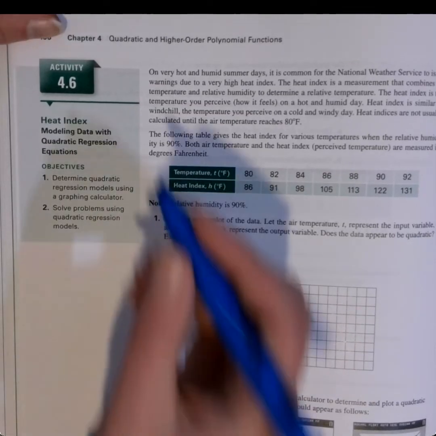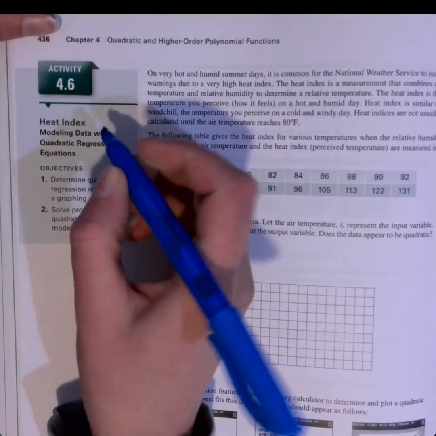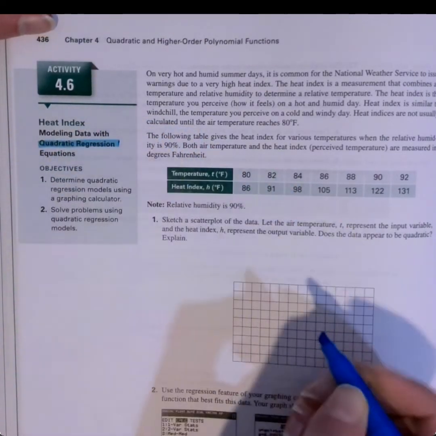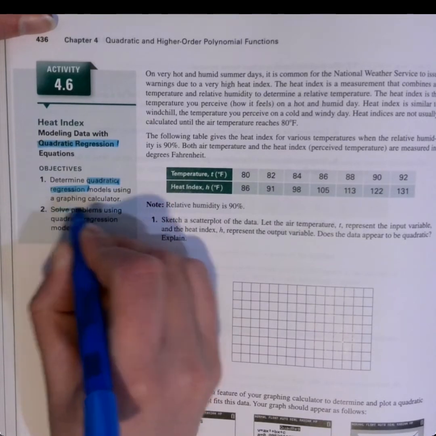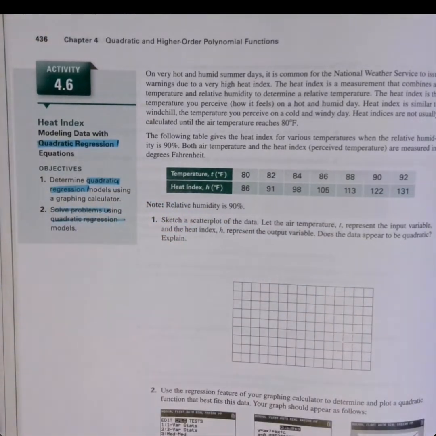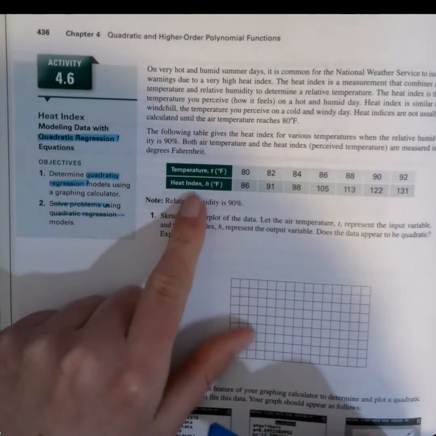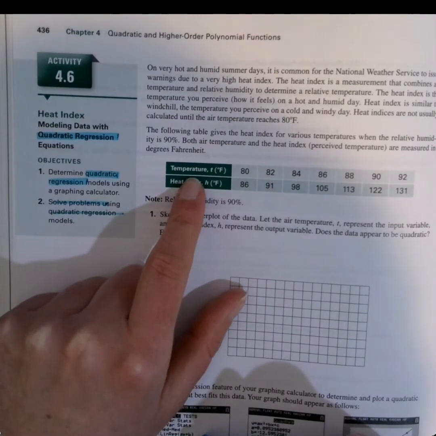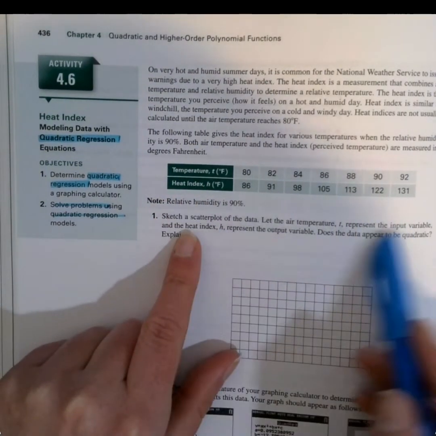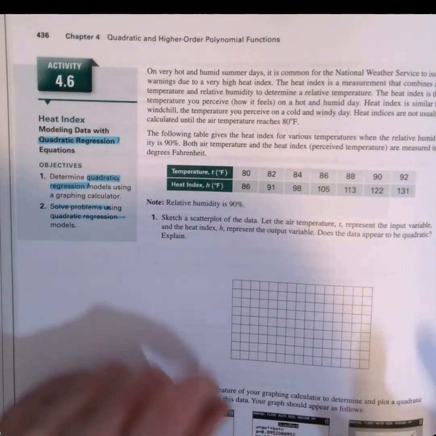In section 4.6, we're ready to model data with some quadratic regression. So we're going to determine those quadratic regression models and do some problem solving with quadratic regression. In our first situation, we're looking at the heat index as a function of temperature. We're first going to want to see a scatter plot of this data and decide if it appears to be quadratic.